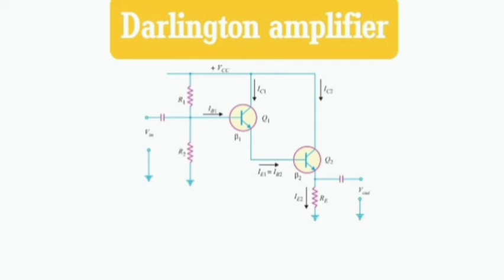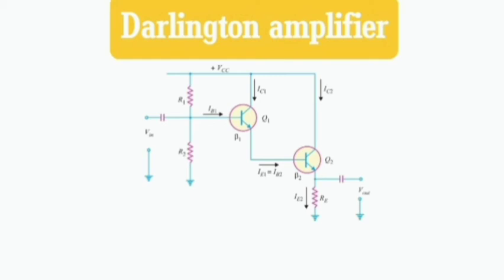The Q1 transistor is supplied with the input signal through a coupling capacitor, and R1 and R2 are the biasing resistors providing the potential divider network. The output of the Q1 transistor through the emitter is given at the base of the Q2, and the output is taken at the RE of the Q2 transistor through a coupling capacitor.